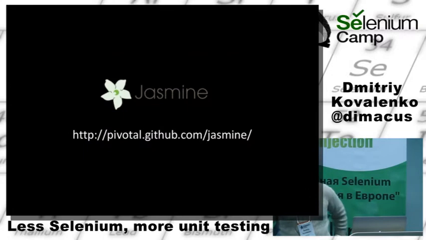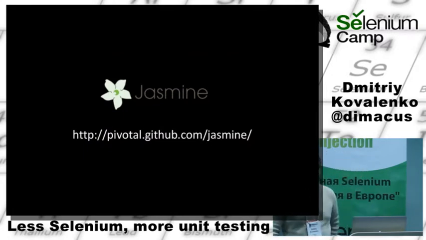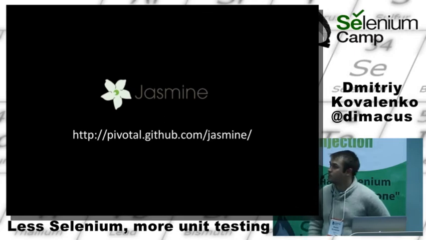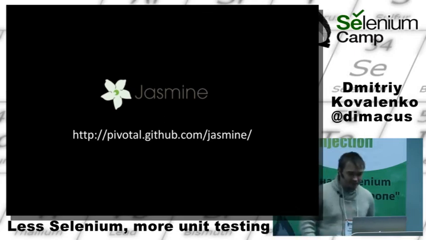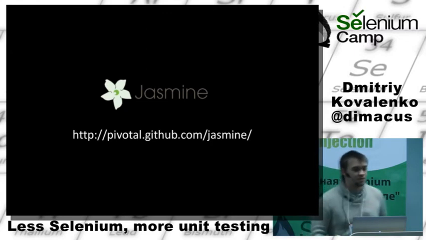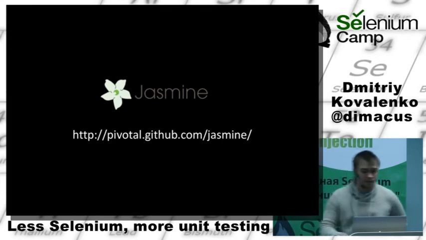Jasmine is the answer to the solution. It's made by these guys called Pivotal Labs. Oh, you can't see that. And it answers a lot of the issues that we have with Selenium. A lot of them, actually.